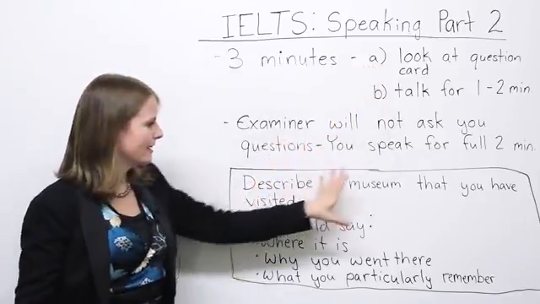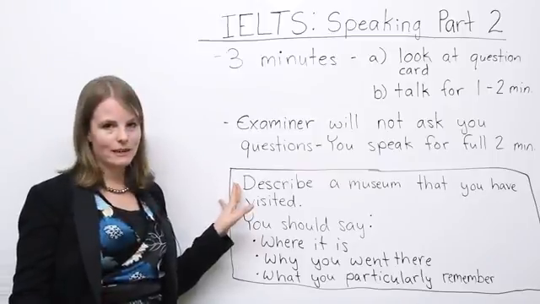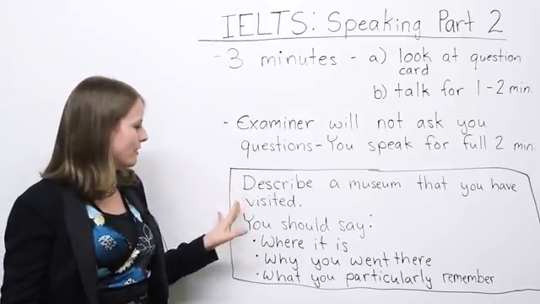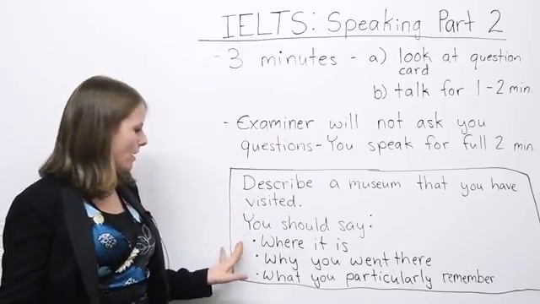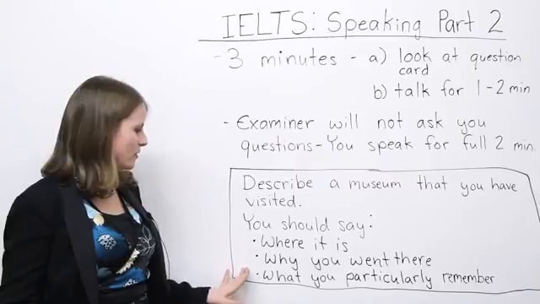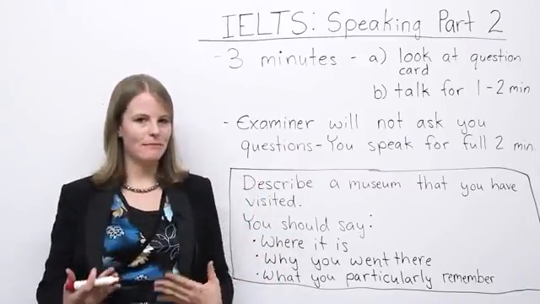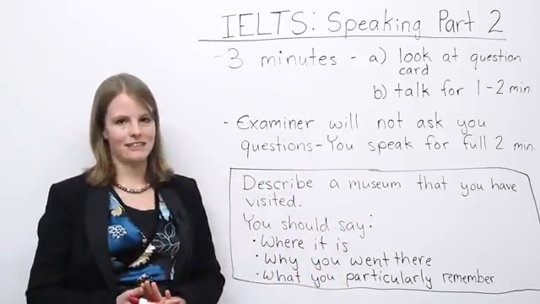Okay, so here is an example of a question card. So it will tell you oftentimes to describe something, describe a museum that you have visited. It will tell you what you need to say. You should say where it is, why you went there, what you particularly remember. This is just an example. Okay, so it can be on different topics, but you will get a card that looks something like this.